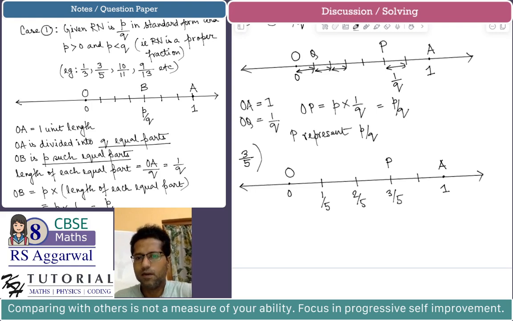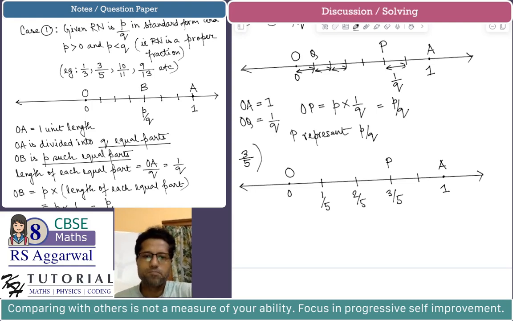The first marking of the 5 equal parts, the first equal part will be at distance 1 by 5 from the origin. The second equal part will be at distance 2 by 5 from the origin. This way you do all the markings. So the marking 3 by 5, which is the rational number 3 by 5, that point will represent the rational number 3 by 5. So in this case we have marked the rational number 3 by 5 as the point P.